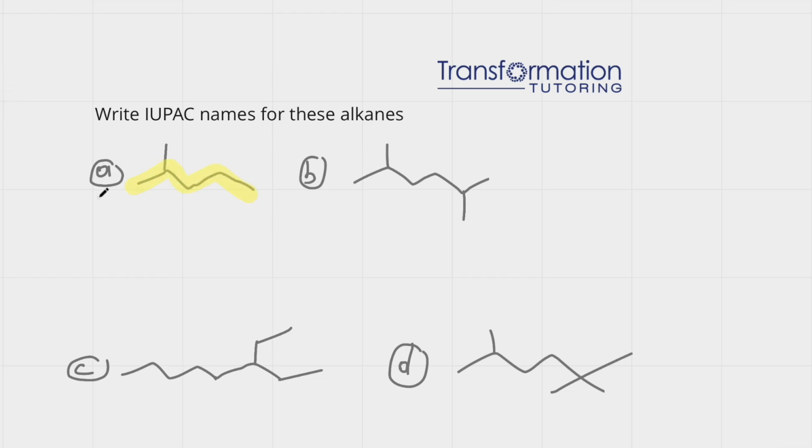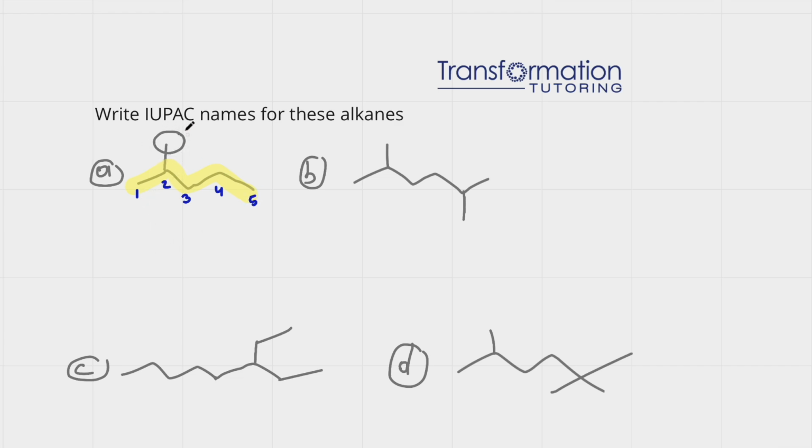The next thing that we have to do is number from the end that is closest to the first substituent. Substituents are groups that are coming off of the parent chain. So this is our substituent group, and the end of the chain that is closest to this group must be here. So I'm going to go ahead and number 1, 2, 3, 4, and 5.